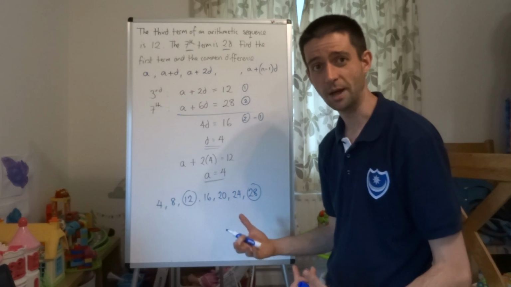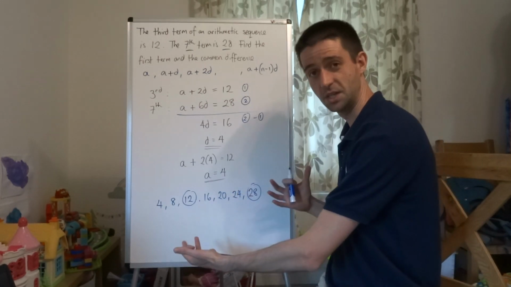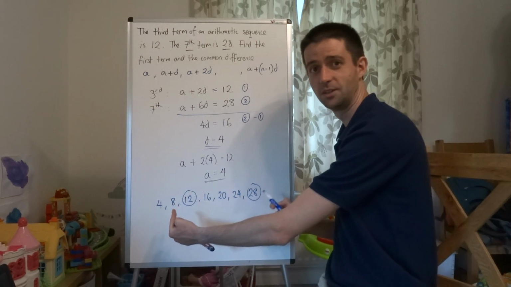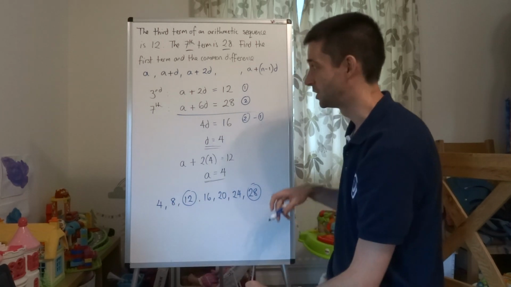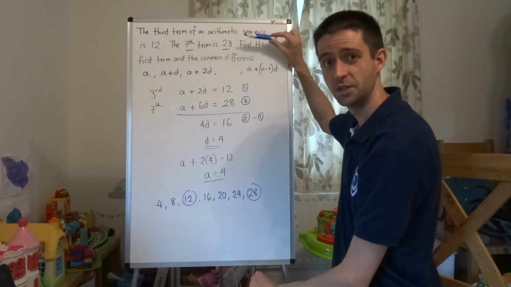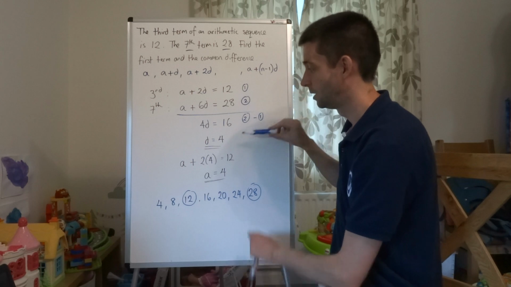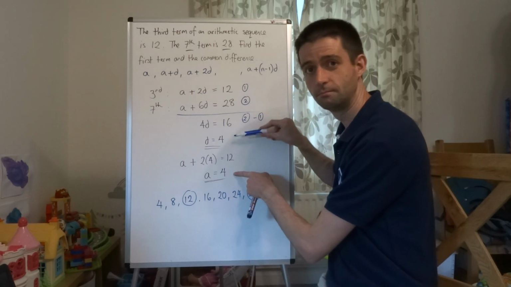I wouldn't recommend doing that for larger differences in terms, but as it was just the third and the seventh, it's just a quick check to work out that we've got it correct. So you're given two terms in the sequence, we form a pair of simultaneous equations, solve them to find A and D, job done.